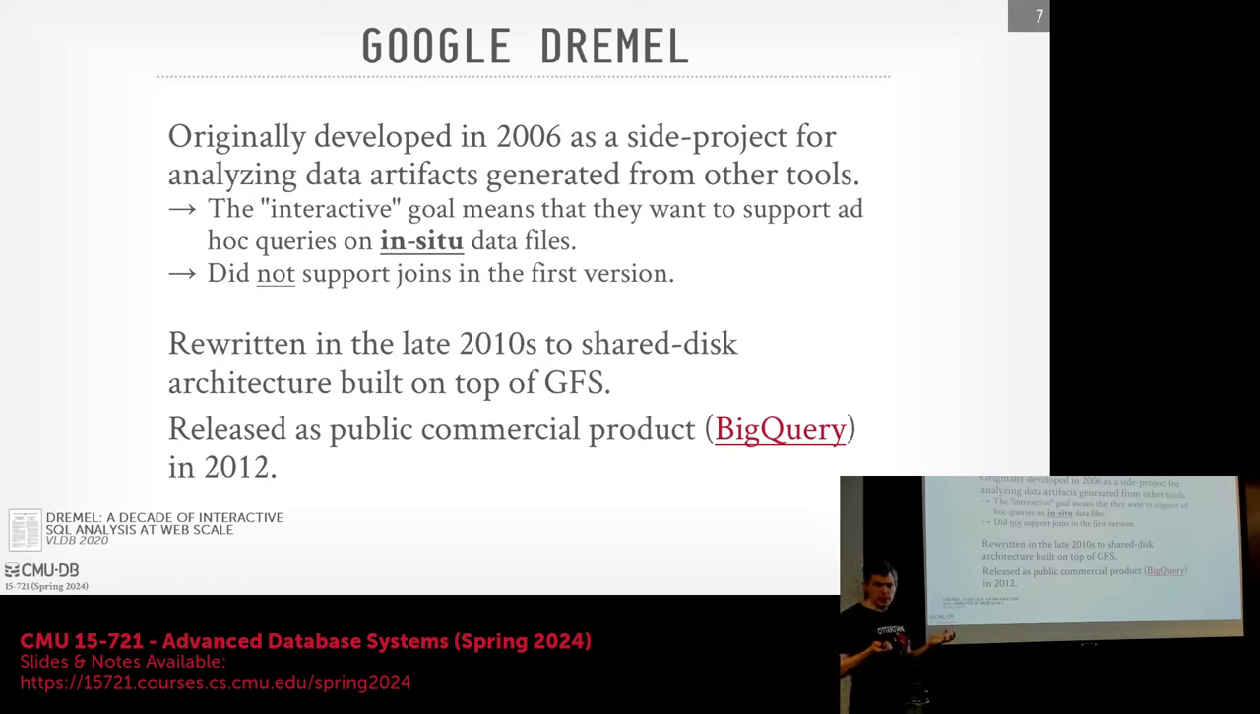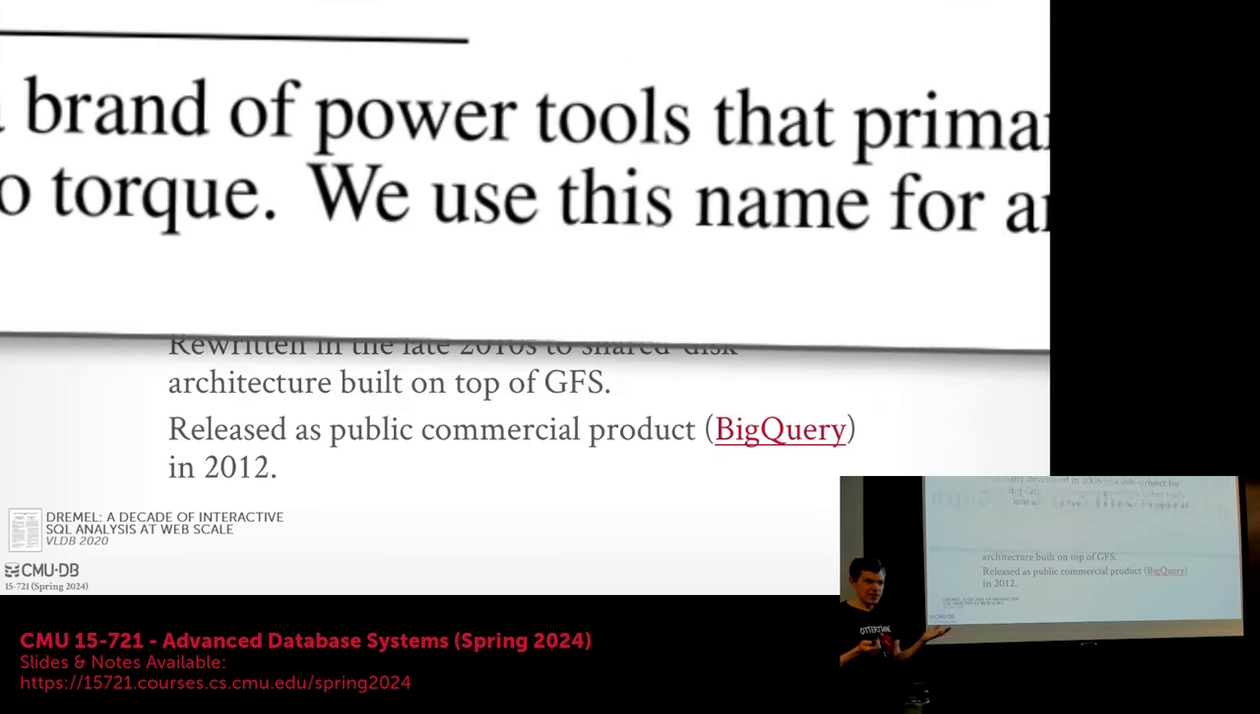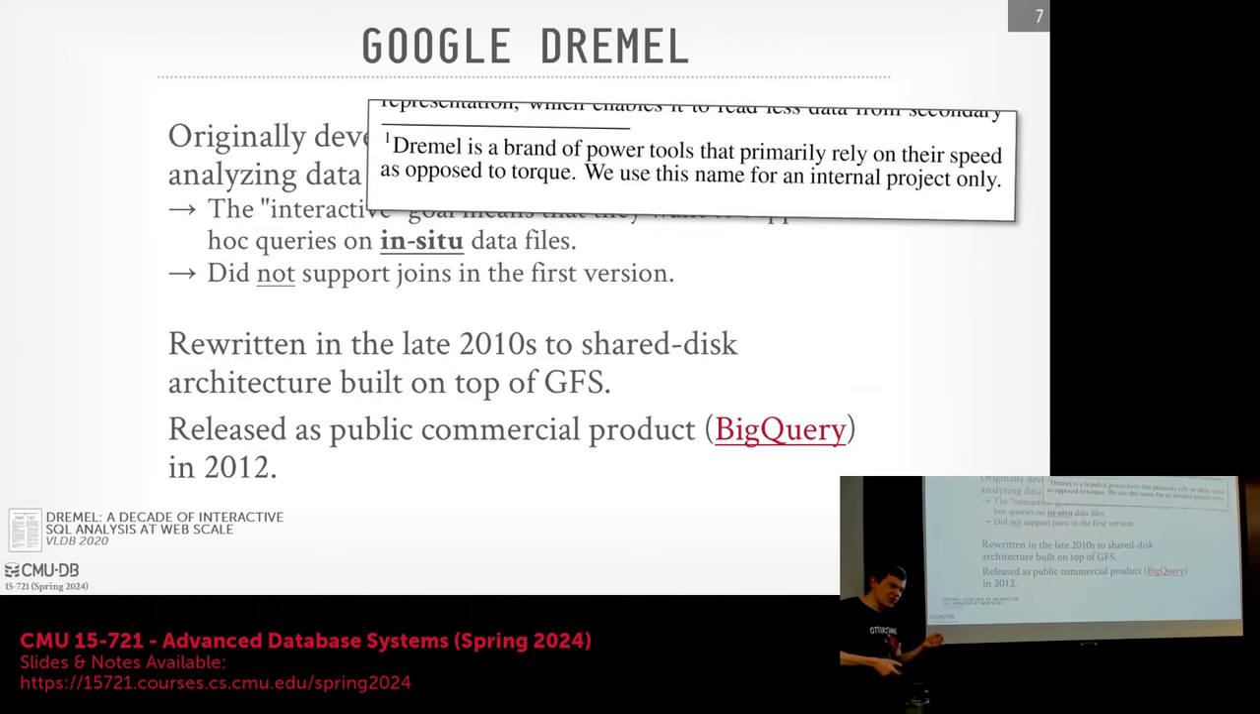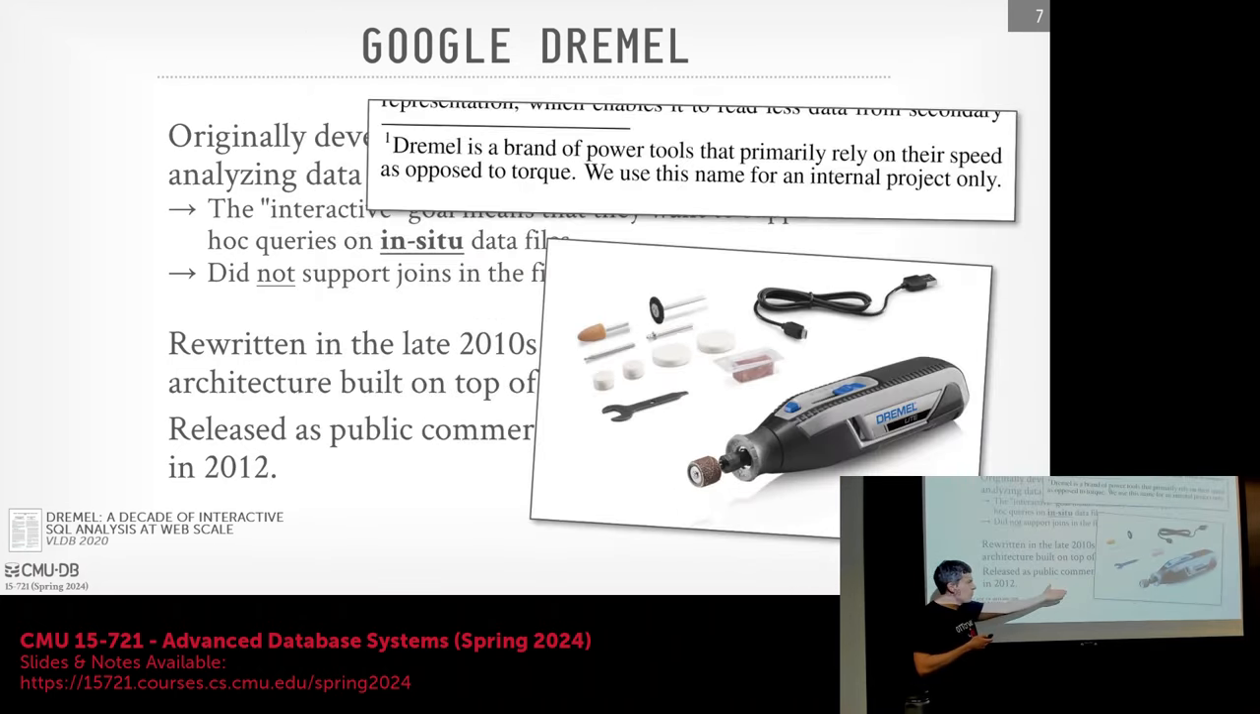Does anybody know what a Dremel is outside of a database? What is this hand gesture? It's a tool. Yeah, it's a tool, right? So there's a footnote in the paper. It's a brand of power tools primarily used for speed as opposed to torque. It's more or less the miniature version, a rotary drill, like a grinder used for things.